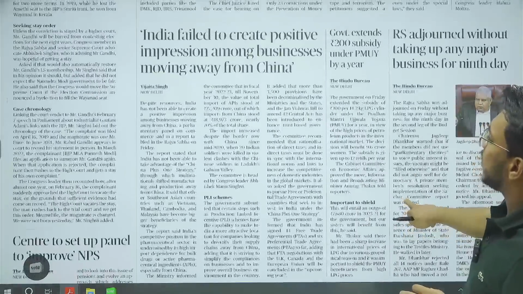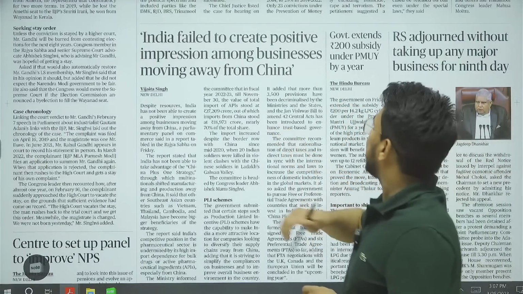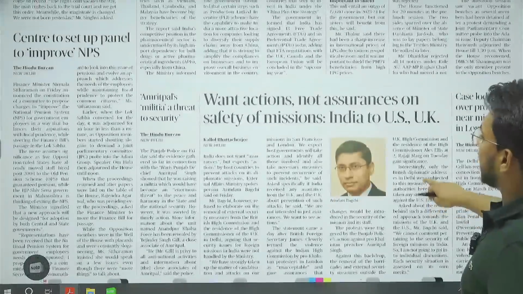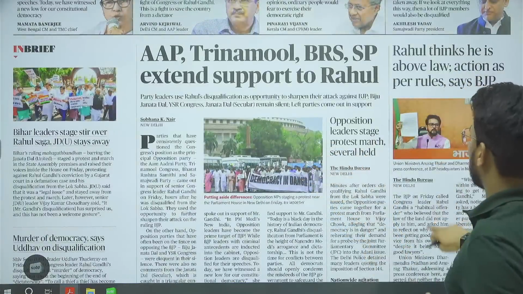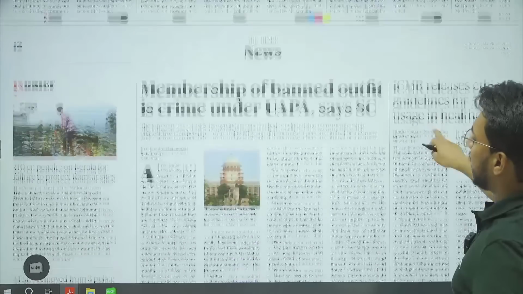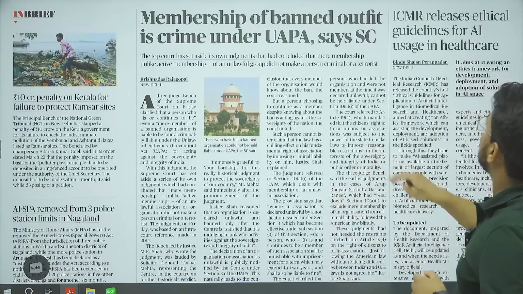Then, further moving on, after that: India failed to create a positive impression among businesses moving away from China. We'll take this particular article. Then, moving on, here AAP, Trinamool and all these political issues have been given. No need to go into too much detail in this direction. Membership of banned outfits is a crime under UAPA. We'll see this particular article.